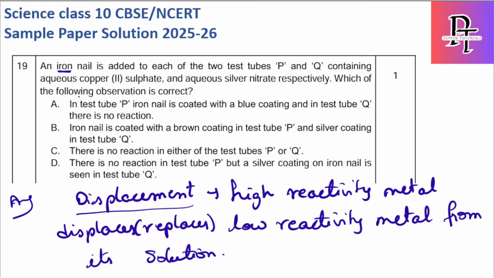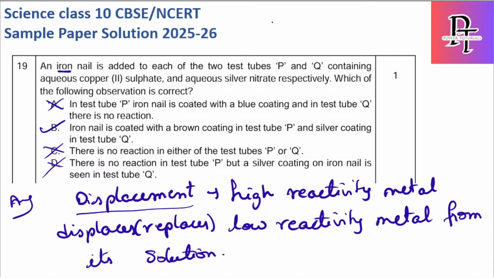Okay, if you notice here, iron is a high reactivity metal. In tube P, the iron nail is coated with blue coating, and in test tube Q, there is no reaction. This is wrong. In both cases, the reaction will happen. Iron nail is coated with brown coating in one test tube and silver coating in the other. Yes, this is correct. There is no reaction: wrong. No need to read the other options, because in both the reactions, reaction happens. Copper is brown in color, so that brown color will attach to the nail, and silver is white in color, so that silver coating will come onto the nail.